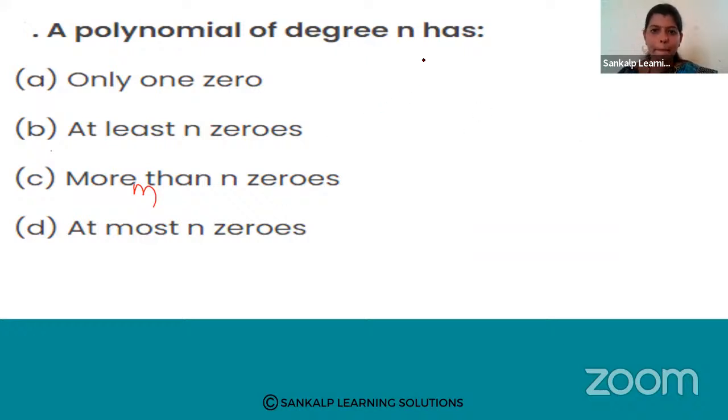Polynomial of degree n has how many zeros? Only 1 zero, at least n zero, more than n zero, at most n zero. Which option is right here? Polynomial of degree n has only 1 zero, at least n zero, more than n zero, or at most n zero. Yes. Which option is right here?